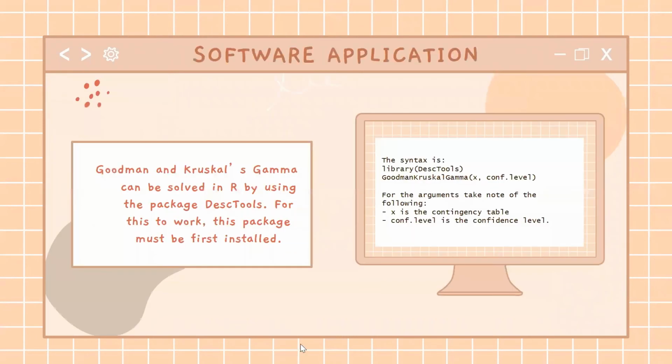And now for the software applications. Goodman and Kruskal's gamma can be solved in R by using the package DescTools. For this to work, this package must first be installed, so the first line of the syntax is library(DescTools). And then next, GoodmanKruskalGamma, and inside the parenthesis would be first the contingency table, which we will call x for now, and then the confidence level, which is just 1 minus alpha.